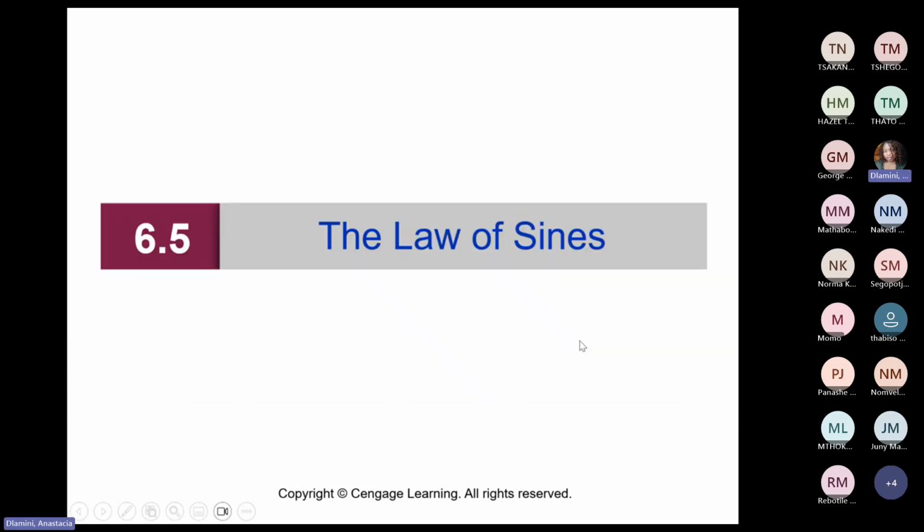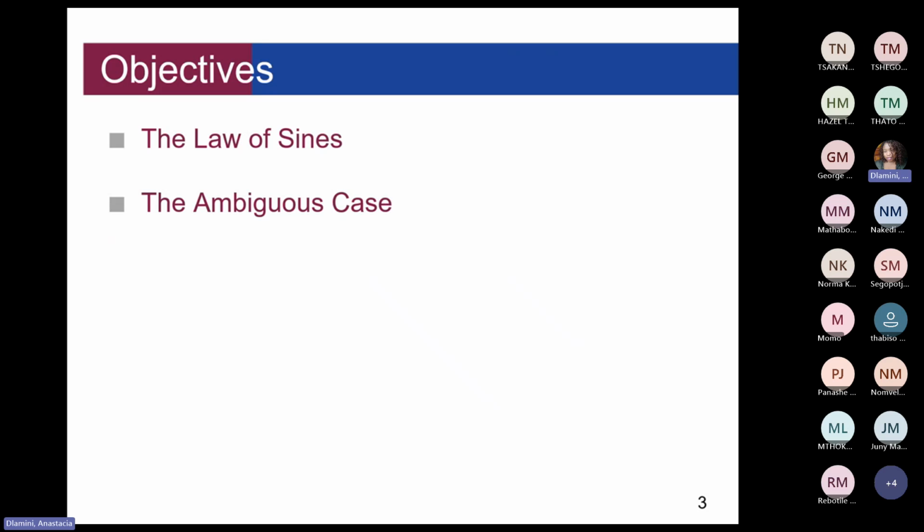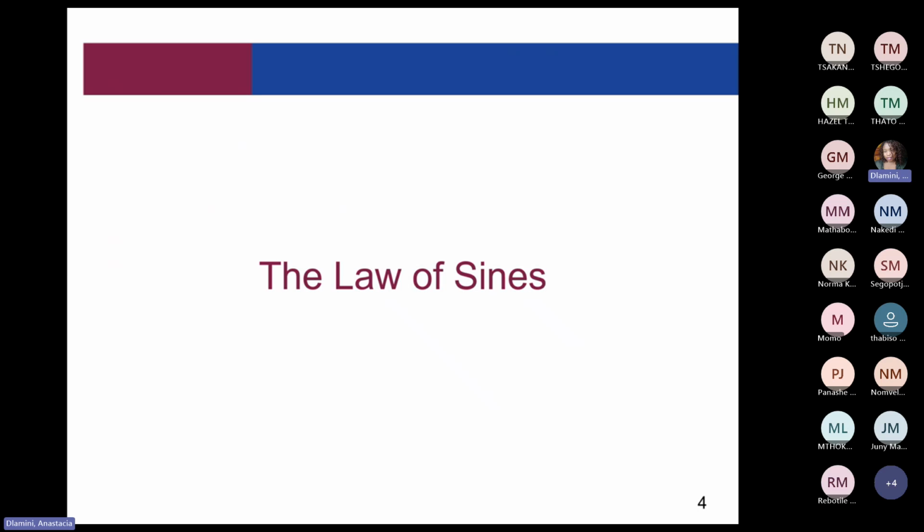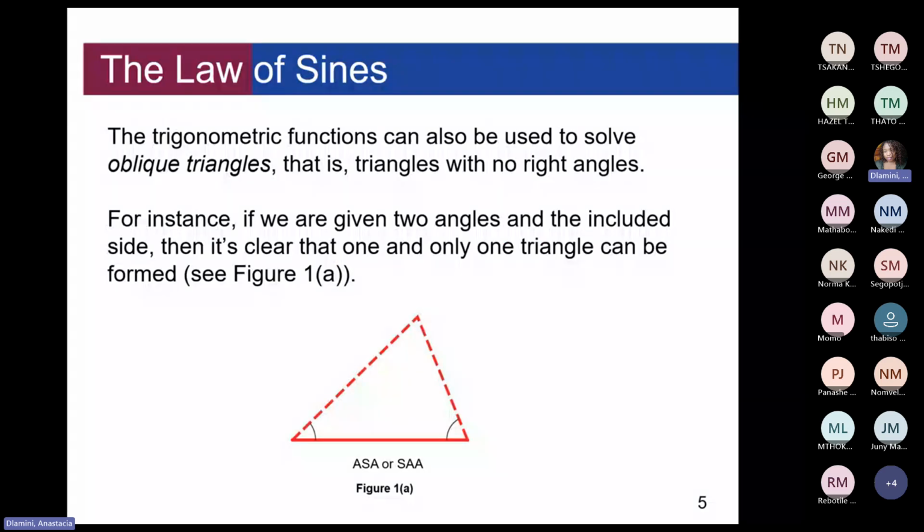Okay, the laws of sines. The objective of this section is to learn the laws of sines and the ambiguous case. Now they say the trigonometric functions can also be used to solve oblique triangles, that is, triangles with no right angle. Meaning that if your triangle is not a right-angled triangle, then it's an oblique triangle.